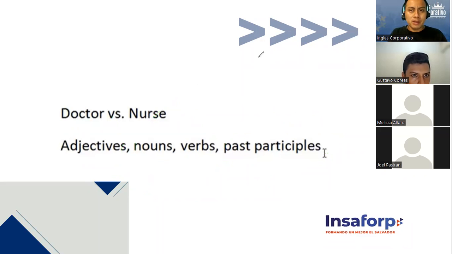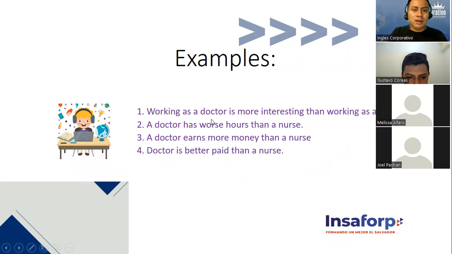And then how about if we have one for each category? And this is what we have, so this is what we get. Working as a doctor is more interesting. Well, we have interesting, this is our adjective, than working as a nurse. Now, this is what Emma asked earlier. So a doctor has worse hours, noun, hours than a nurse. And then we have a doctor earns, well, this is a verb. And then we have the doctor is better paid than a nurse. This is a past participle. Now, so this is easier.